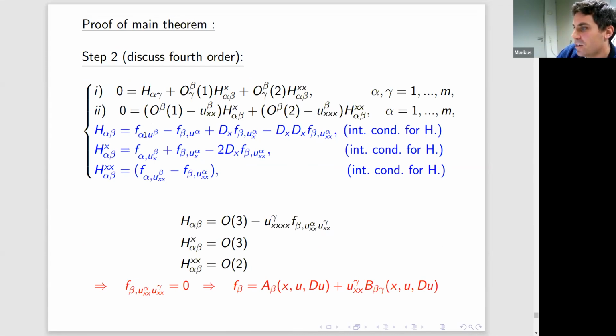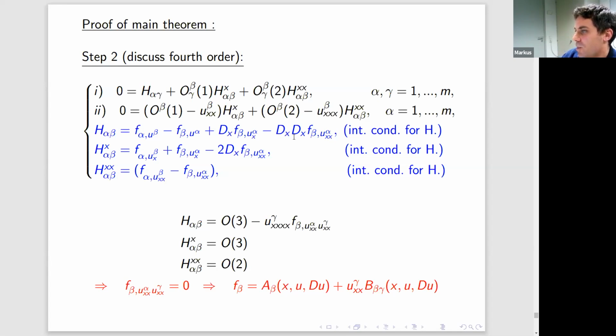So, the highest order comes from this first Helmholtz expression, because we have here double total derivatives applied to f. So f is of second order. Let me also briefly mention that this comma u alpha xx means partial derivative with respect to u alpha xx. But this is still a second order expression here.